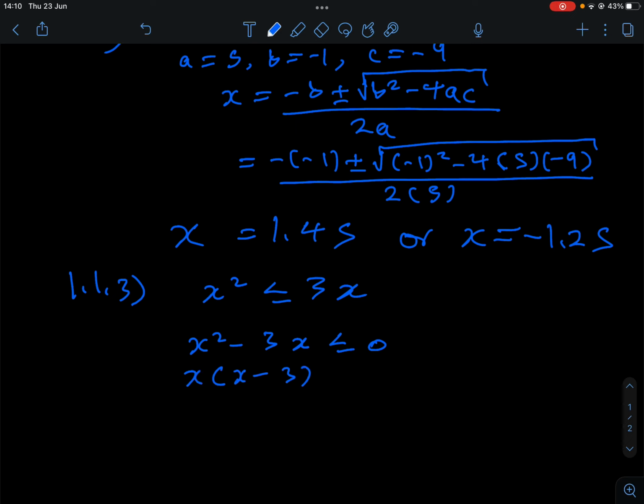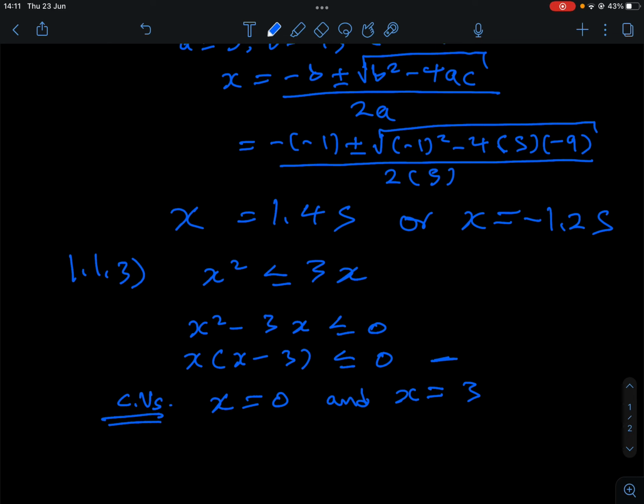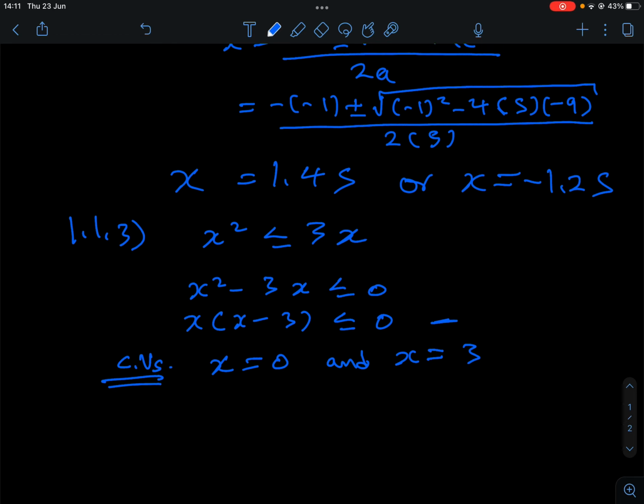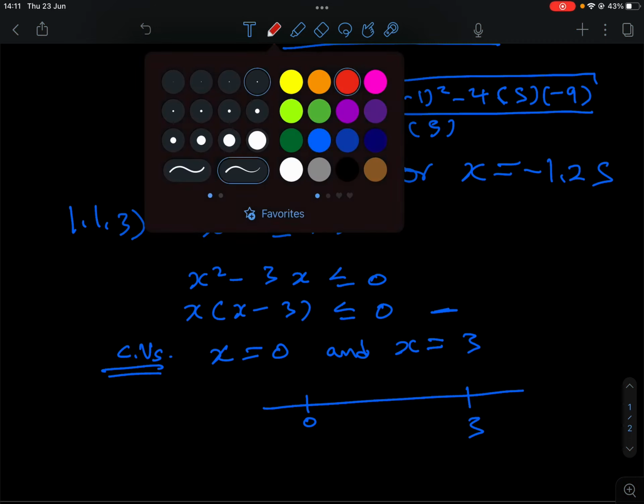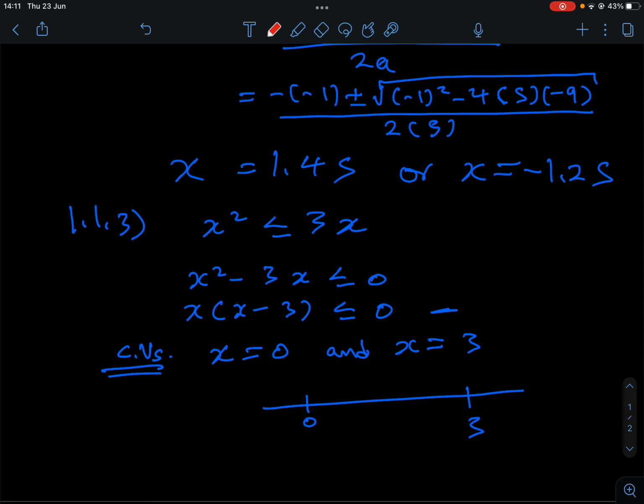x minus 3. And what are our critical values? The critical values are those values of x that will make this inequality equal to 0. So it is 0 and x equals 3. Those are the critical values. So let us use the number line method to find the solutions to this inequality. So that's our number line. We have 0 here, 3 here, and the numbers that we're going to use to test for the answers, let us choose 2 here, we can use 5 here, and on the far left we can use -1.